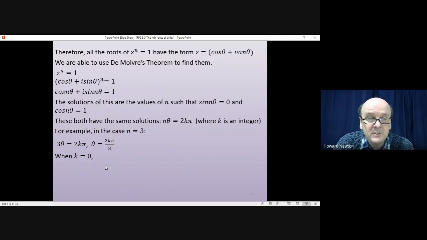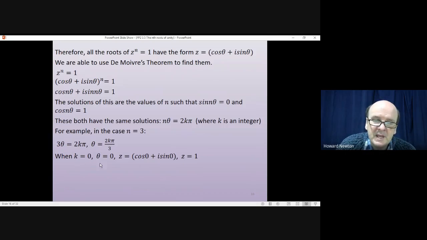When k equals 0, that'll give us theta equals 0. 2 times 0 divided by 3 is 0. And if theta is equal to 0, that'll give us the first solution of the cubic equation, which is cos 0 plus i sine 0, which simplifies to just z equals 1. And we always get z equals 1 when k equals 0. That is always the first solution when we're solving z to the n equals 1.